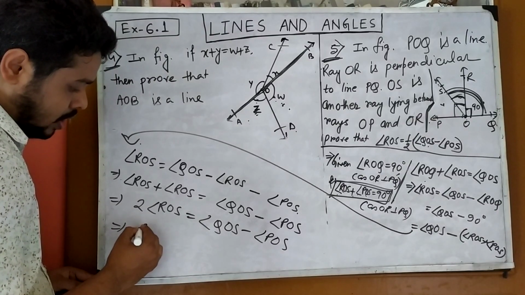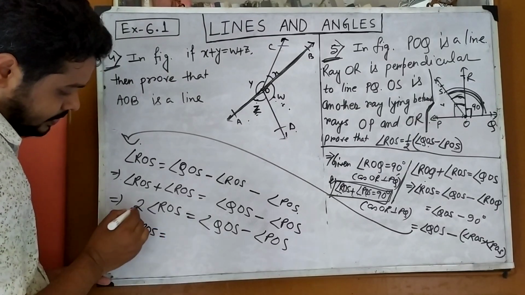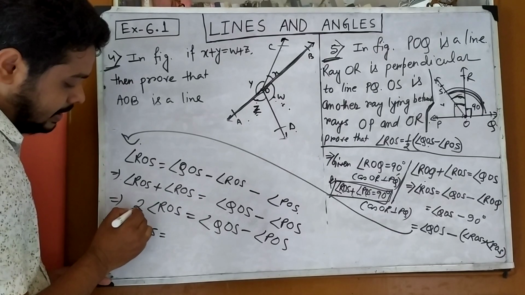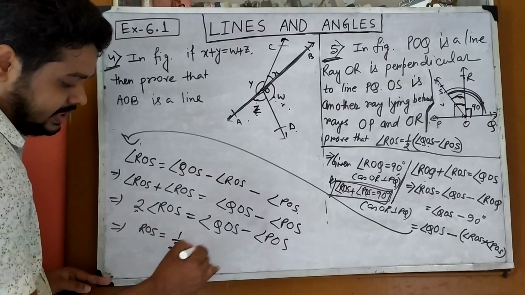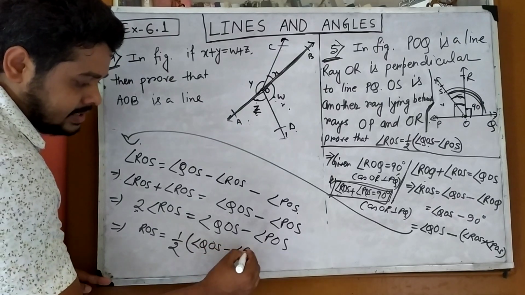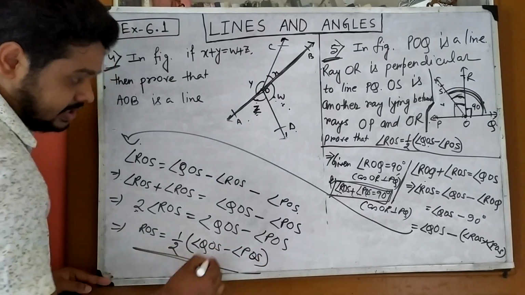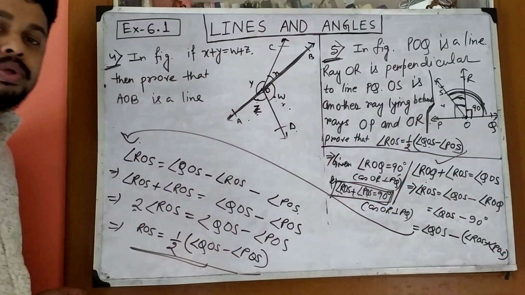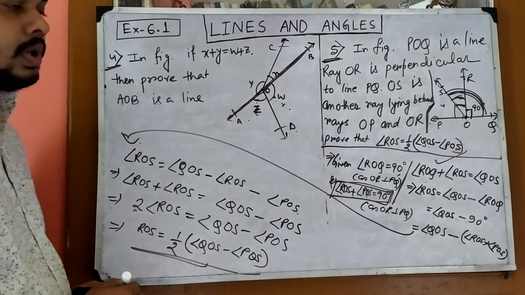Now, so ROS equals to... 2 is multiplication here, so it will go to the division side: half of angle QOS minus angle POS. Hence it is that. That we have to do. Okay.